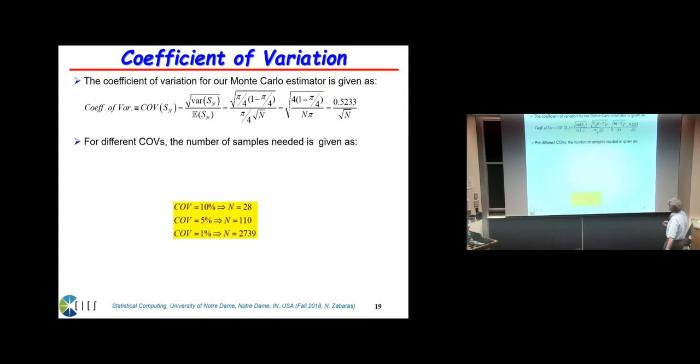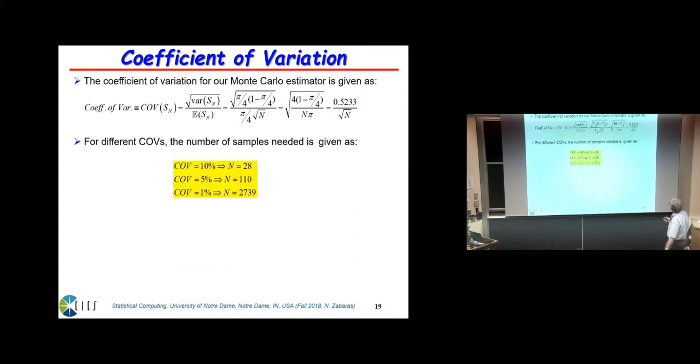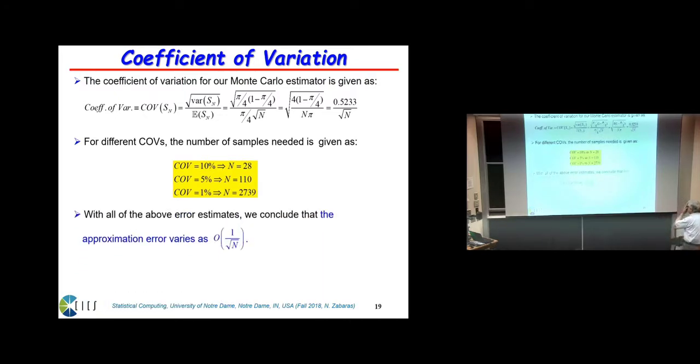So let's see the following. If you want your coefficient of variation to be 10%, the number of samples you need is 28. If you want it to be half of that, 5%, the number of samples you need is 110. If you want to go down to 1%, you need more than 2,500 samples. Very trivial problem, but you can reverse these error calculations and say, if the coefficient of variation that I can tolerate is 1%, this is how many samples you will need to take in your problem. And you notice this keeps increasing significantly as you reduce the coefficient of variation.